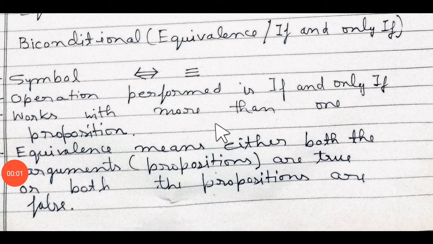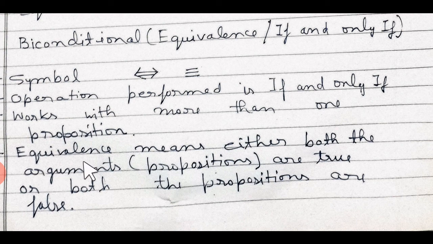Now students, biconditional. Biconditional is also known as equivalence, or we call it if and only if. The symbols are here: this is the first symbol and this is the second symbol. Wherever you read or find this symbol, that will be biconditional. You will read it as biconditional. The operation performed is if and only if. It works with more than one proposition.